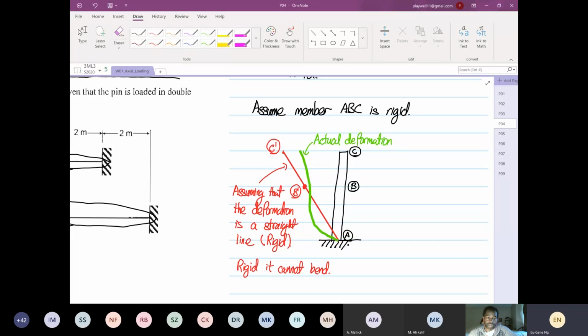So the next thing that we're going to do, so you understand the term rigid now. You understand the word rigid. Now, any questions so far? Nope. No. Okay, good.